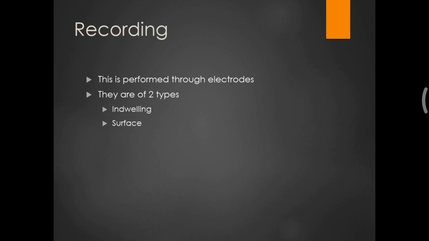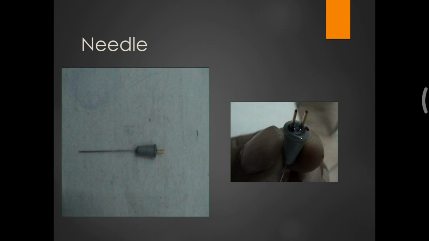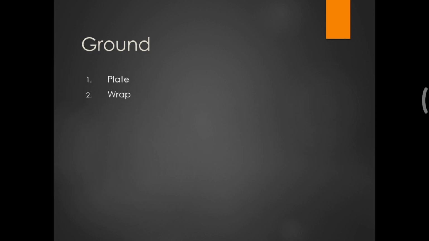So when we record it, there are primarily two types of recording electrodes. One is indwelling and the other surface, and in EMG we predominantly use an indwelling electrode. Now this is needle EMG, and you can see that two leads are there. One is the anode, the other one is the cathode. So normally when we record, we'll have an anode and a cathode for recording the signals.